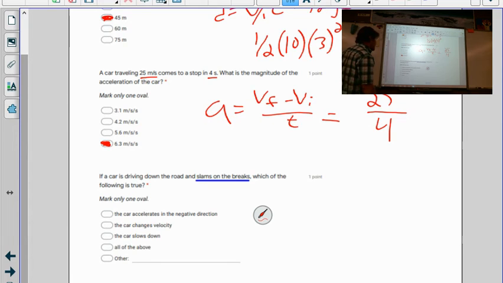For this one, you're driving down the road, the car slams on the brakes, which of the following is true? The car accelerates in the negative direction. That is true. The car changes velocity. That is true. The car slows down. That is true. So the answer must be all of the above.